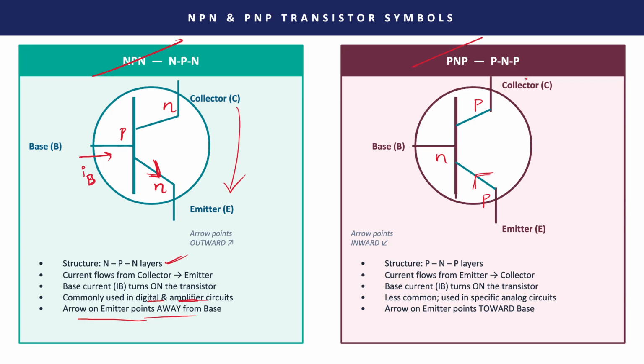In a PNP transistor, there is a P layer, N layer and P layer. The current flows from the emitter to the collector. The base current turns on the transistor. Here also the input is the base current. The usage of the PNP transistor is less compared to the NPN transistor. It can be used in some specific analog circuits, whereas NPN is used in digital circuits. The arrow in the PNP is represented towards the base.